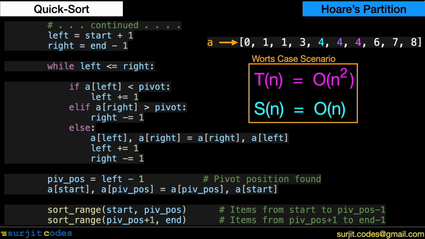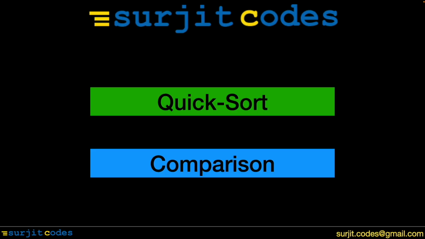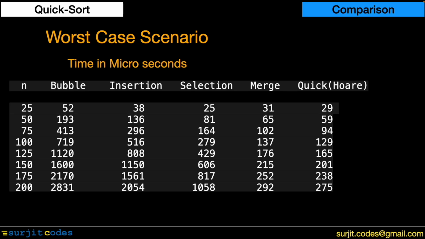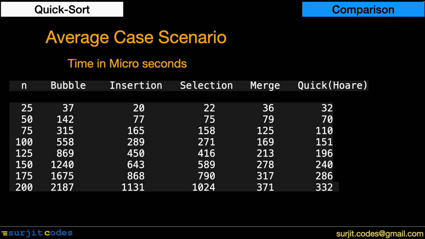In the worst case scenario, when the partition is completely unbalanced, time complexity becomes n squared and the space complexity becomes n. Practically, when the pivot is chosen randomly, the worst case scenario does not happen, and for arrays, quicksort remains the best. We will now compare quicksort with other sorting methods. It is clear that quicksort is much faster than other methods, at least for large values of n.